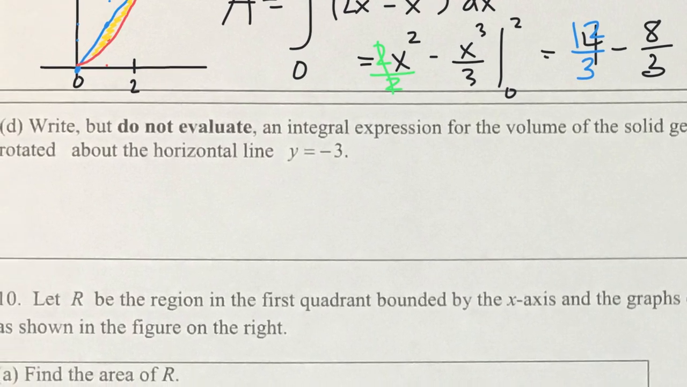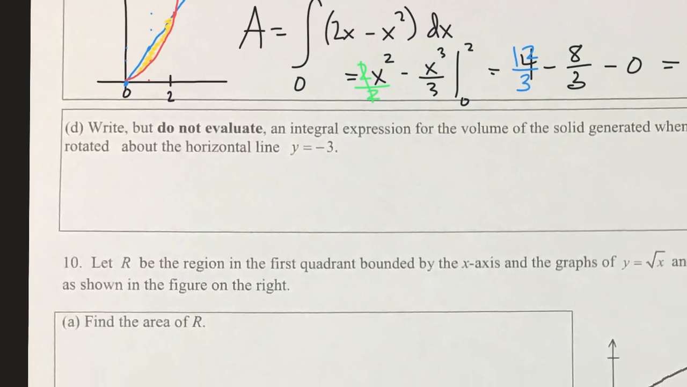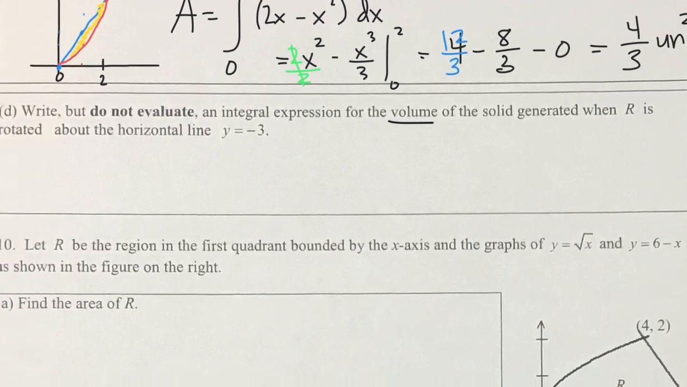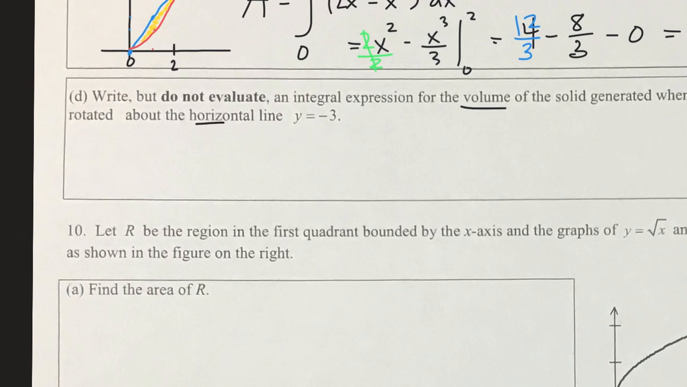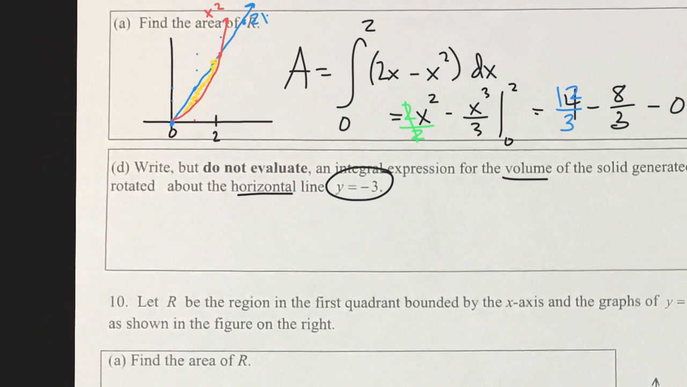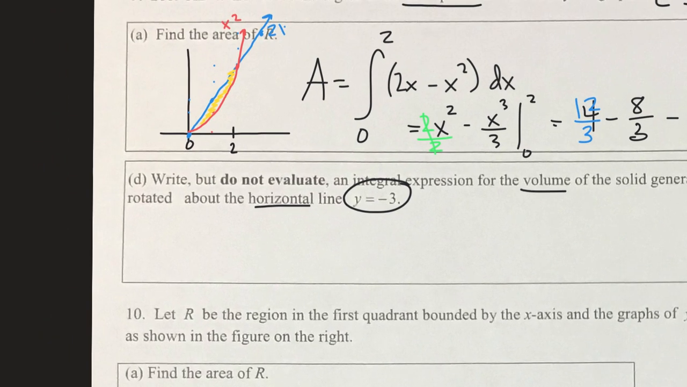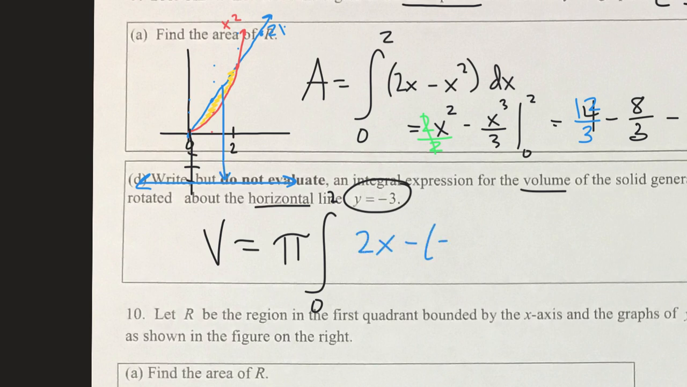Okay, write but do not evaluate an integral expression for the volume of the solid when R is rotated around the horizontal line y equals -3. So we're going to use the same graph here for a second, and -3 is down here. Right, so we have the volume equals pi times the integral from 0 to 2 of the farther radius, right? So the radius here is your 2x minus -3, right?